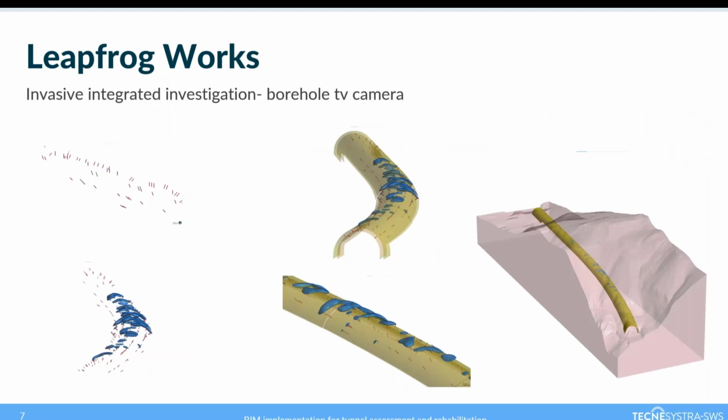In this slide, we have the models that we drafted from the borehole TV camera data. So from this data, we were able to create the voids that are on the back of the lining. Here in this image, you can see the borehole georeference location, and here the location of the voids together with the extrados, and here an image with everything together, the topography and the tunnel.